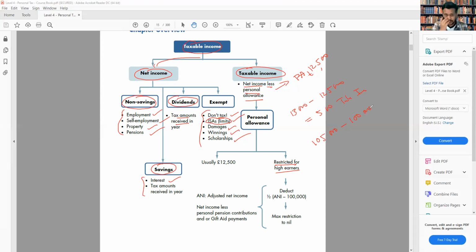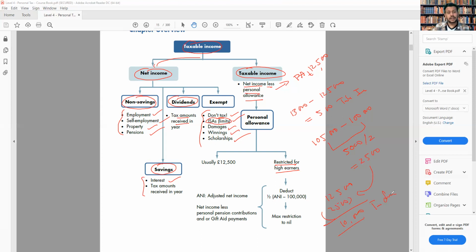So what does that mean? For example, if my income is 105,000, I have to minus 100,000. We have to find the difference, and the difference is 5,000. This 5,000 is over the threshold, so I have to divide by 2, so it will be 2,500. So my personal allowance will be reduced by 2,500. 12,500 is my normal personal allowance, and from there I have to minus 2,500. So my new personal allowance will be 10,000. This will be the tax-free amount.